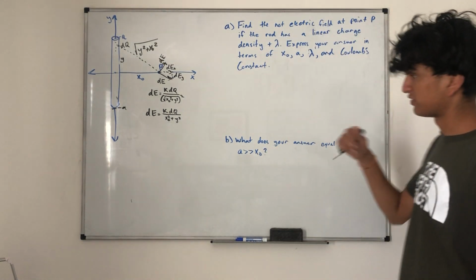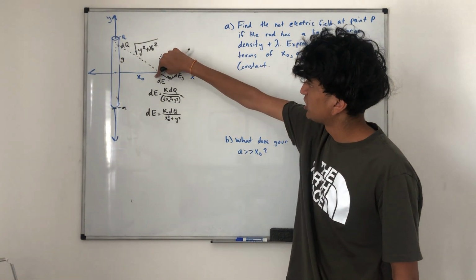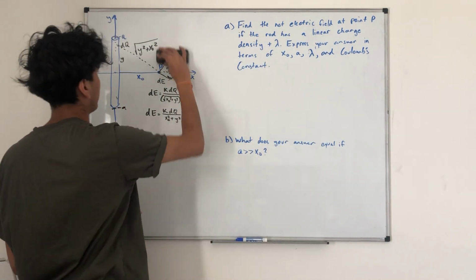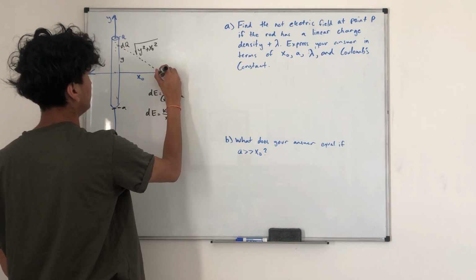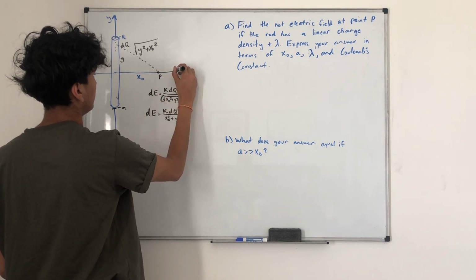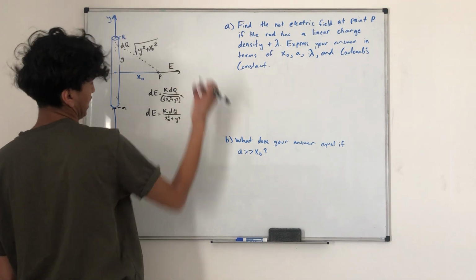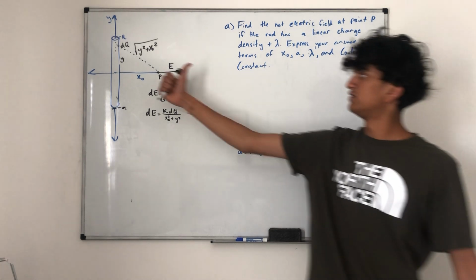Right now we're going to focus on the x axis, because you can imagine, if I place a positive charge here, the net field at point P is going to be pointing this way. So I'll just say E. It's going to point exactly this way.